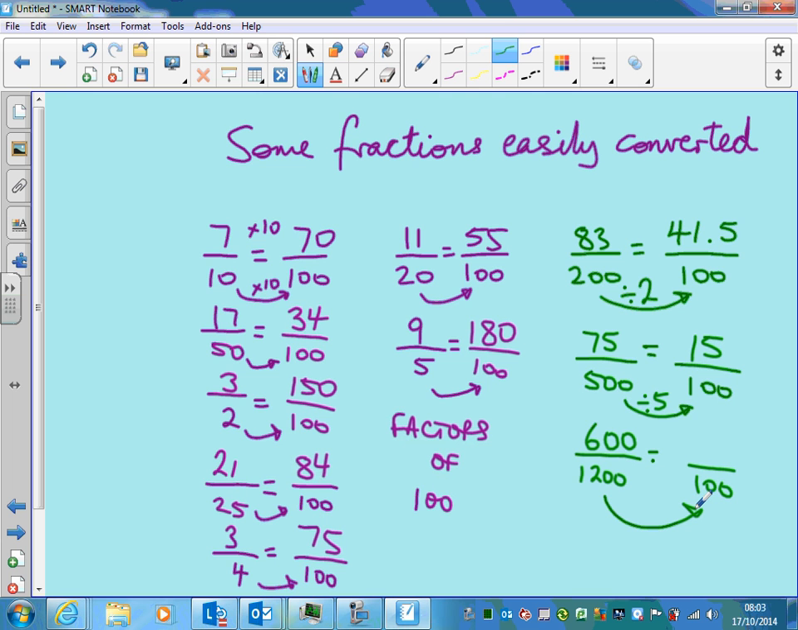Because you might just look at 600 over 1200 and recognise straight away that it's a half. But just to go through the process, 1200 divided by 12 will give us 100. So we do 600 divided by 12. And since 60 divided by 12 is 5, 600 divided by 12 will be 50. And 50 hundredths is, of course, 1/2.